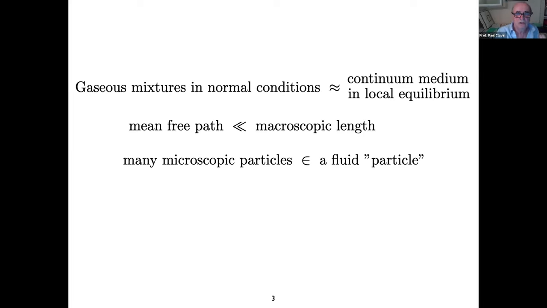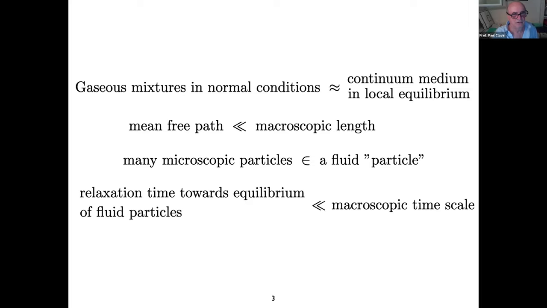Each point of this continuum medium is in fact a microscopic system, and is called a fluid particle. This fluid particle is assumed to be in local equilibrium because the characteristic time of the evolution of the macroscopic system is much longer than the characteristic time to reach the Maxwell-Boltzmann distribution, and this time is a collision time. So this is what I have written here: the relaxation time toward equilibrium, the elastic collision time, is much smaller than the macroscopic time. I just put here a warning that this is not working for the internal structure of a shock wave; this is not right for this case.